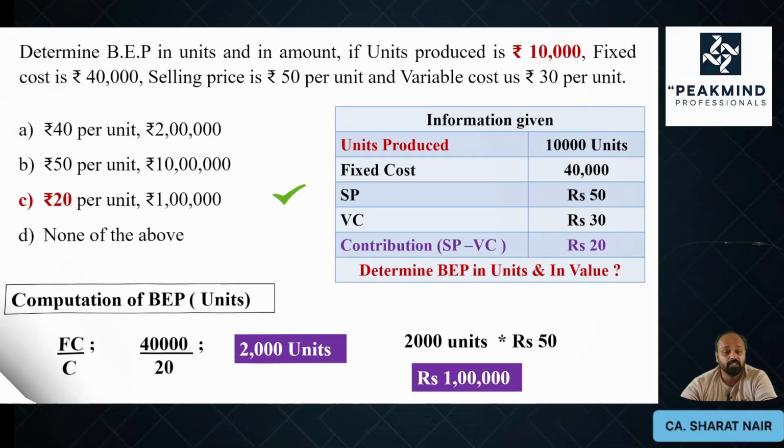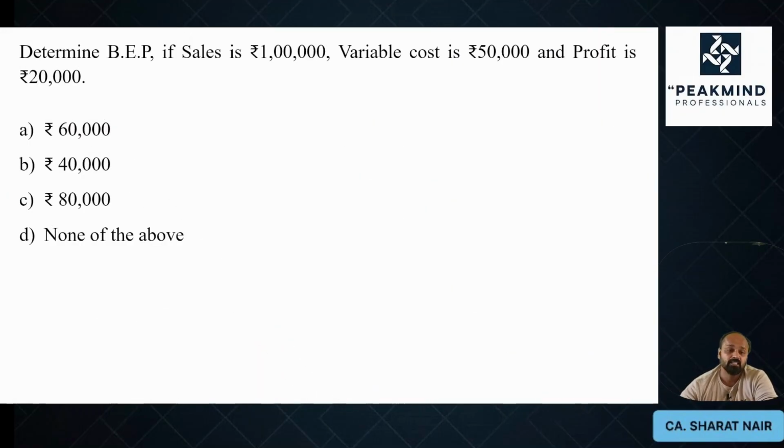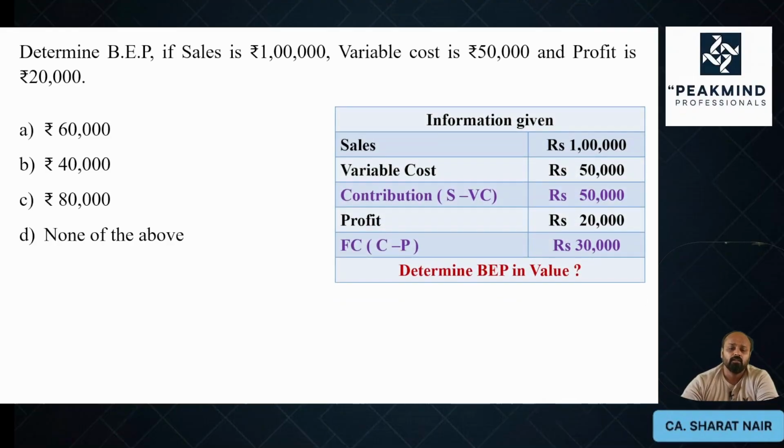Okay, moving to the next MCQ, they are asking us to find out the break-even point. They have given us the sales value is 1 lakh, variable cost is 50,000, and the profit is 20,000. And this break-even point, they are asking us to find out in value. So I can straight away find out my contribution because sales and variable cost are given. So contribution will be 1 lakh minus 50,000. The balance will also be 50,000. Profit is given as 20,000. So contribution minus profit, I can calculate my fixed cost, which happens to be 30,000.